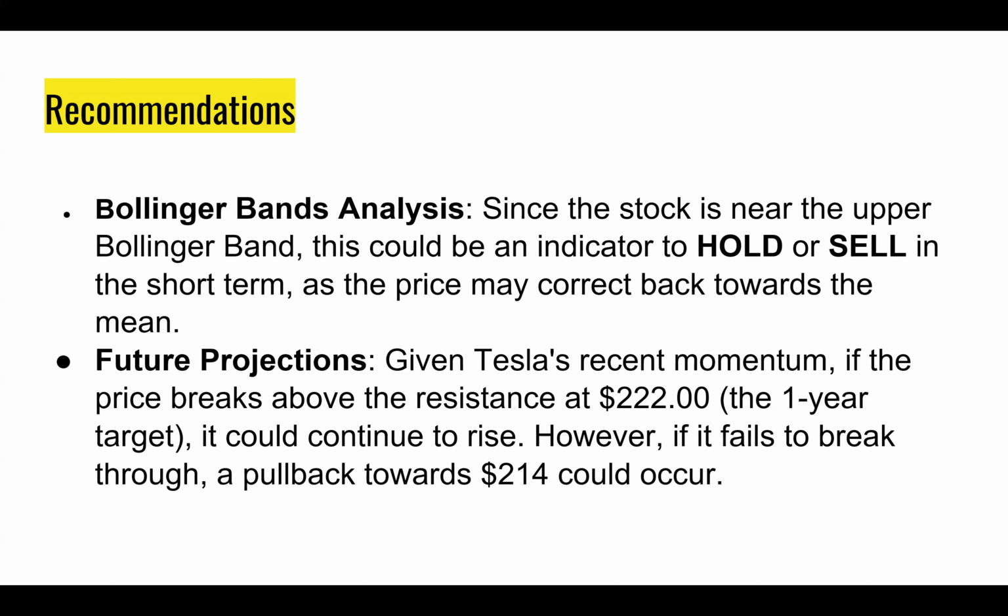Future projections for Tesla, given Tesla's recent momentum, if the price breaks above the resistance at $222, which is this year's target, it could continue to rise. However, if it fails to break through, a pullback towards 214 could occur. So maybe people may slow down, just depending on whether or not they have the money to look into things like even your high-end Tesla truck, which ranges about 180,000. I'm sorry, 140,000.